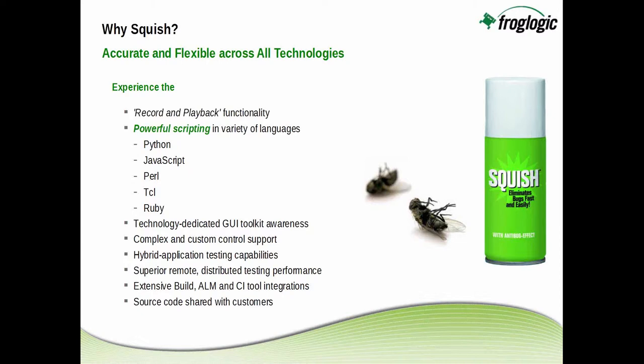And if your application is made up of more than one technology, let's say some people are using Qt with WebKit or Java with Web, or maybe you have a Java application that when it's on Windows it uses some native controls. Whatever your combination may be, if we support those technologies, we support them as a hybrid technology or multi-technology application, and you can then test the complete application.